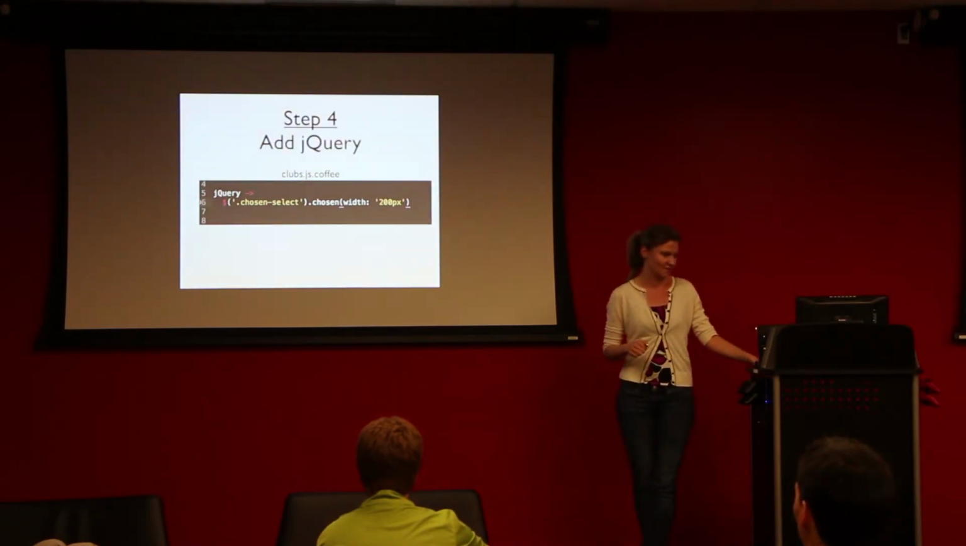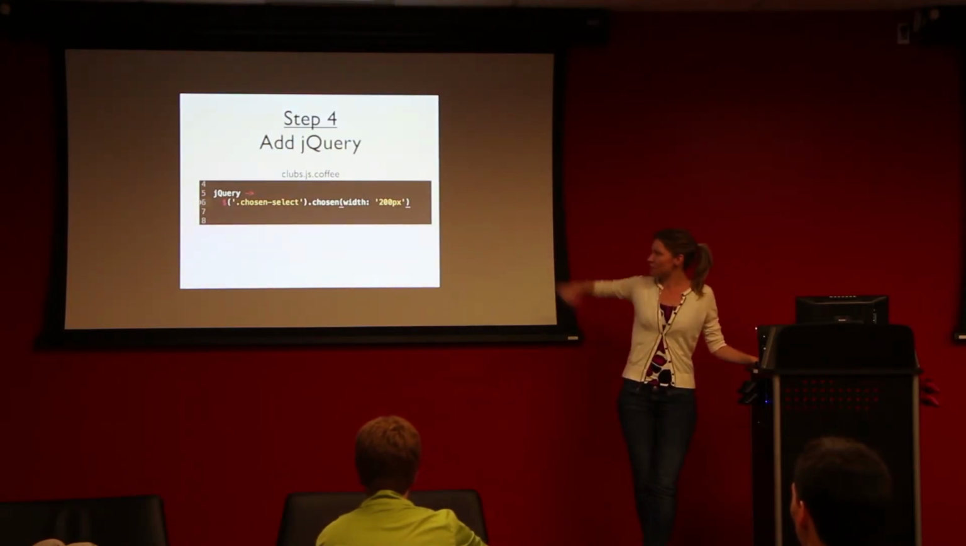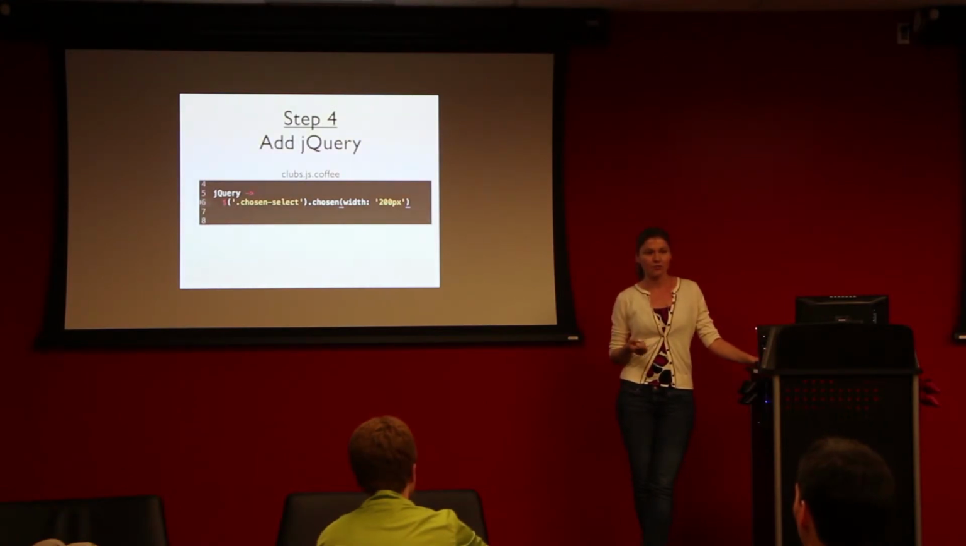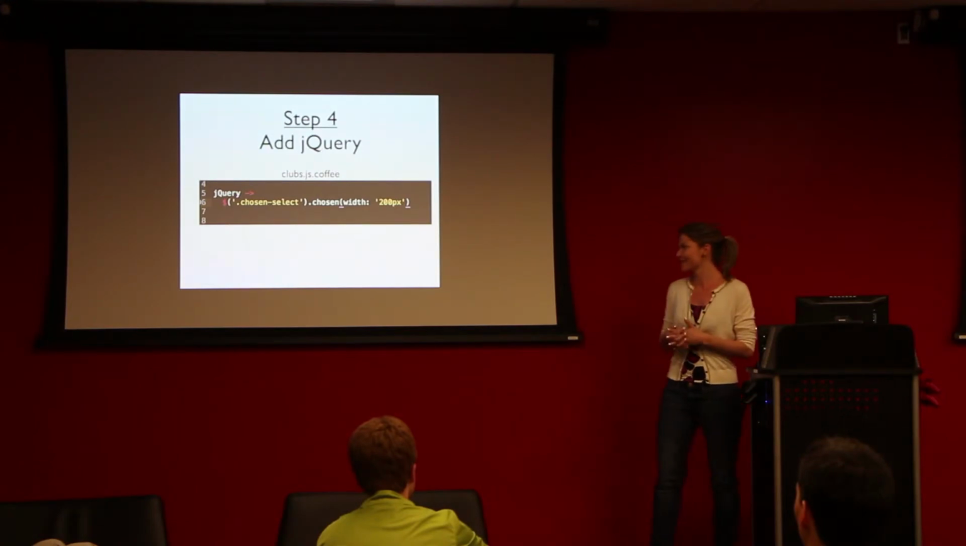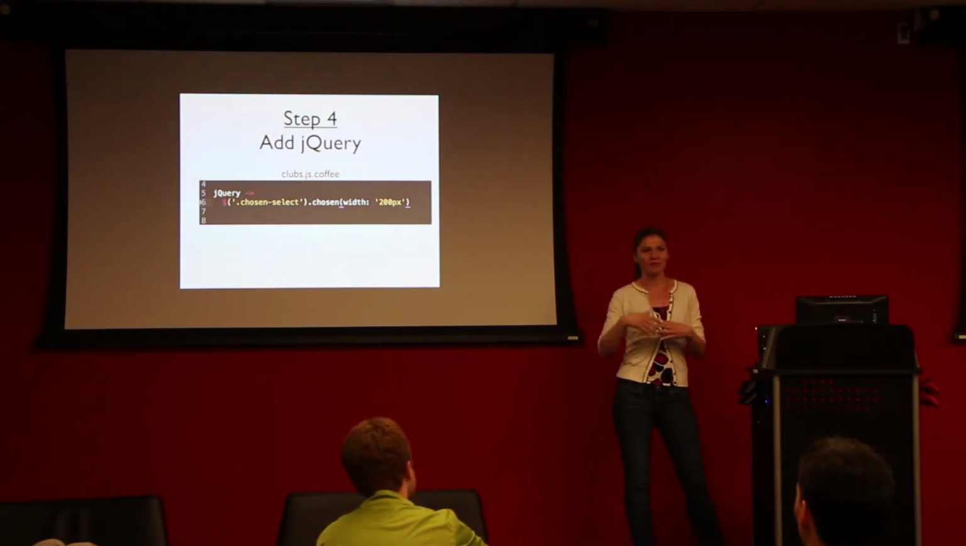Step 4 is to add your jQuery. I did this in CoffeeScript. I went into my clubs.js.coffee and got the selector, where the class is chosen-select. You call chosen on it, which is a method there. And then there are some options you can pass into that function. Width is one of them, so that's how big you want your selector to be. You can also pass in options like how many things you want the user to be able to select at one time. So if you want to limit it to 5 members in a club, you can pass in that option as well.